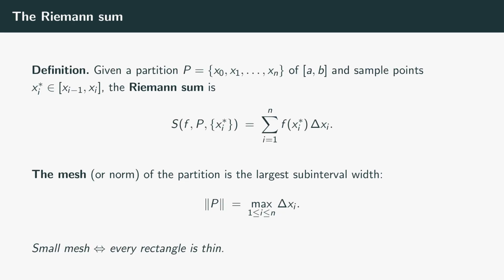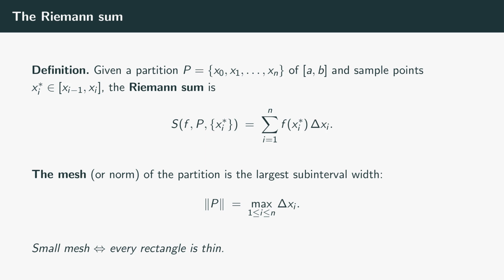Time to give the construction its formal name. A Riemann sum is what you just built: the sum from i equals 1 to n of f of x sub i star times delta x sub i. It depends on three things, the function f, the partition capital P, and the choice of sample points x sub i star. Change any of those and you change the sum.